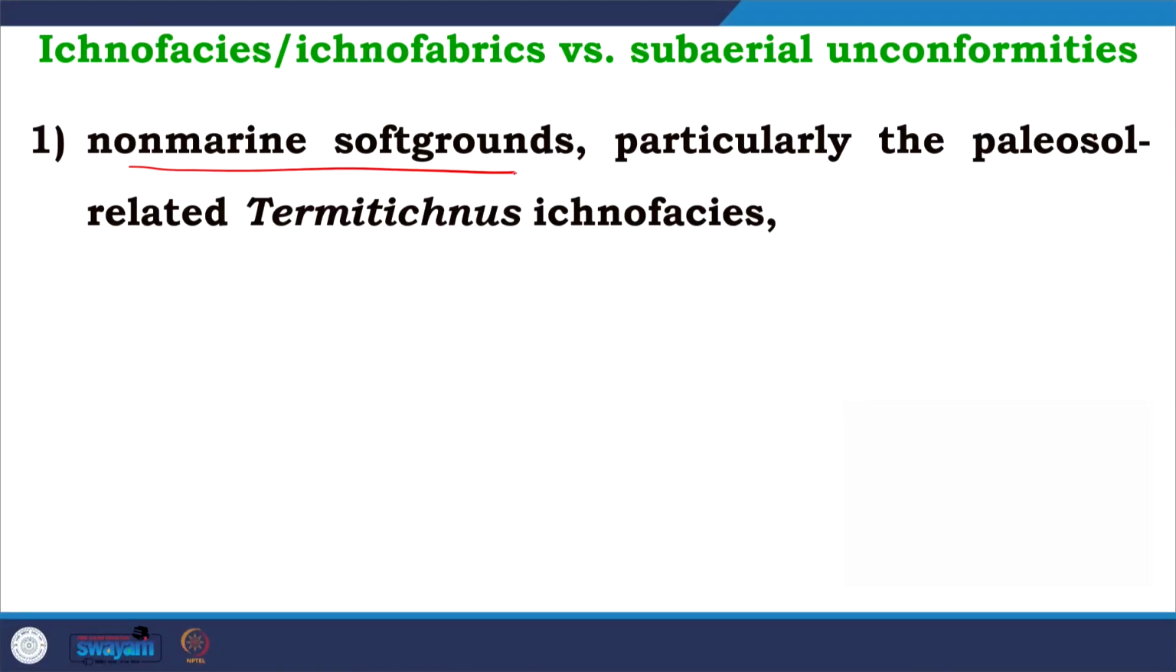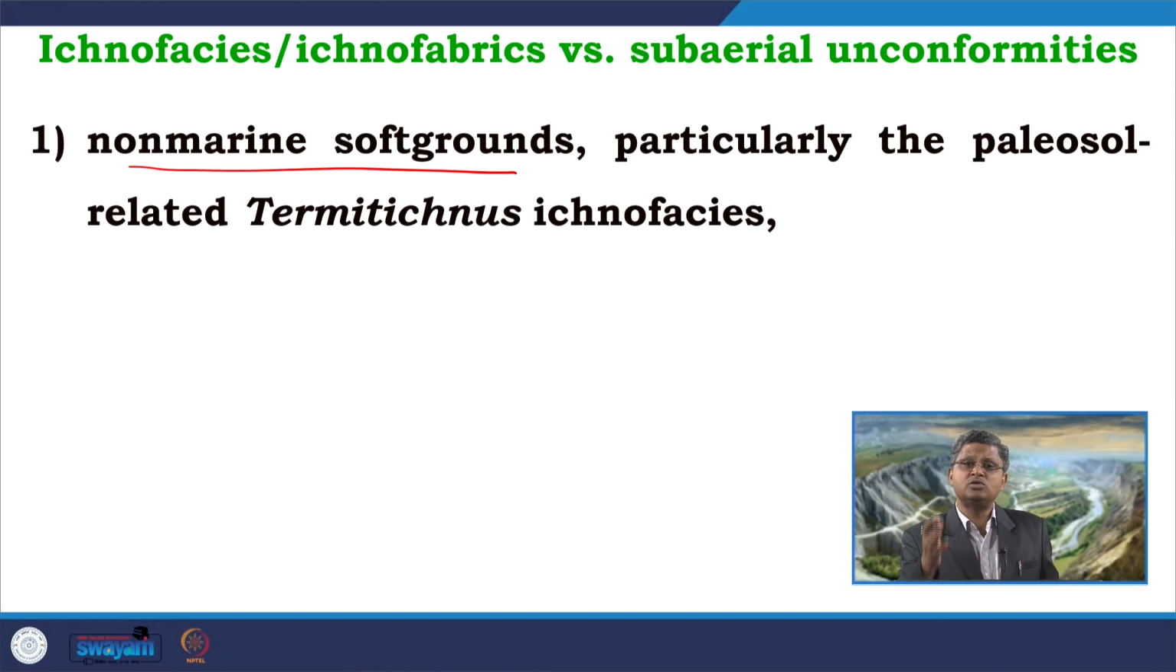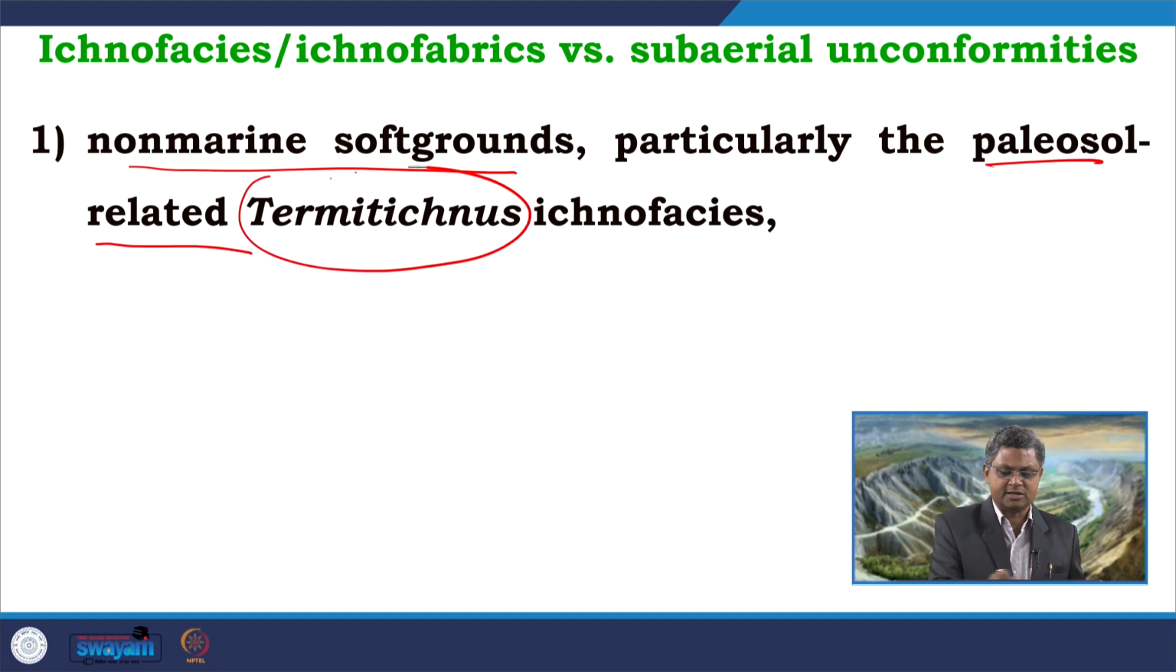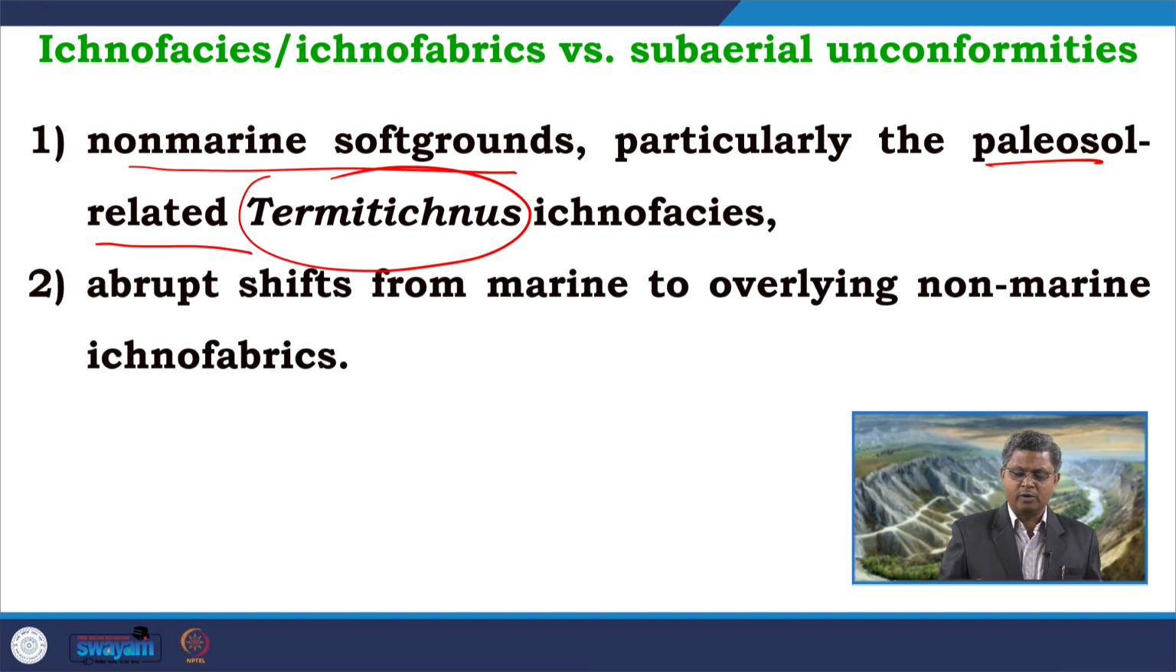So, what kind of ichnoforms can be expected associated with subaerial unconformity? Number one, non-marine soft ground ichnoforms. For example, those associated with river systems, particularly those associated with the soil system formed in the overbank areas. So, the paleosol-related ichnofacies like termite ichnus, this is one of the common ichnoforms which we can expect associated with unconformity. Second one, we get abrupt shift from marine to overlying non-marine ichnofacies.